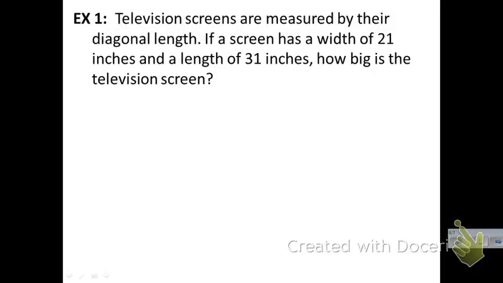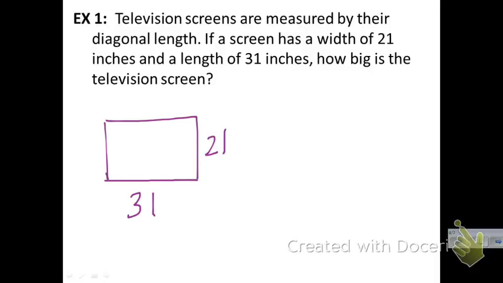So on example 1, it says television screens are measured by their diagonal length. I'm going to draw a television screen. If a screen has a width of 21 inches, and a length of 31, how big is the television screen? So to determine how big it is, remember it says up there that television screens are measured by their diagonal length. I'll call it X, or if you'd like, we could call it C. And then we're going to use the Pythagorean theorem, which states A squared plus B squared equals C squared.